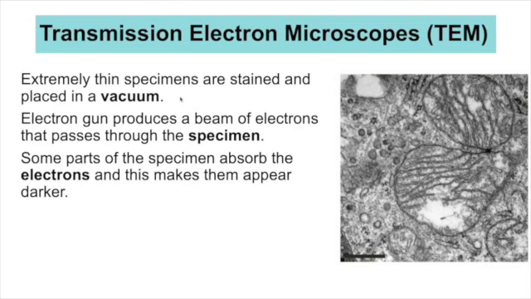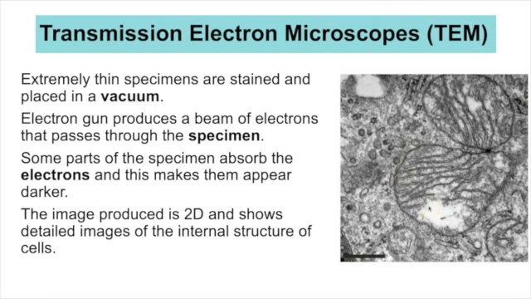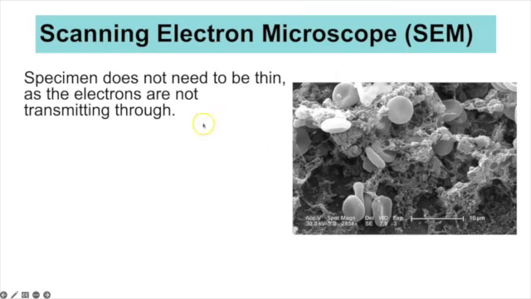Some parts of the specimen will absorb the electrons, and that will make them look darker in the image, and some parts won't and they look lighter. So you get a 2D image because the electrons are passing through. And these are really useful for being able to see the internal structures of cells. Scanning electron microscopes, in these ones, the specimen doesn't have to be thin because the electrons don't pass through the specimen.